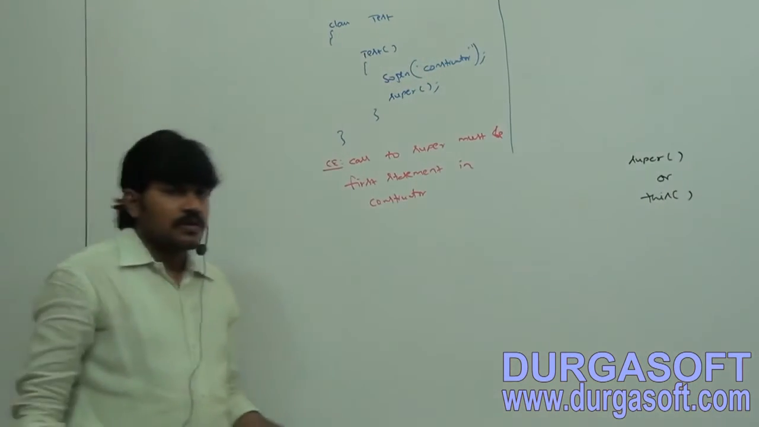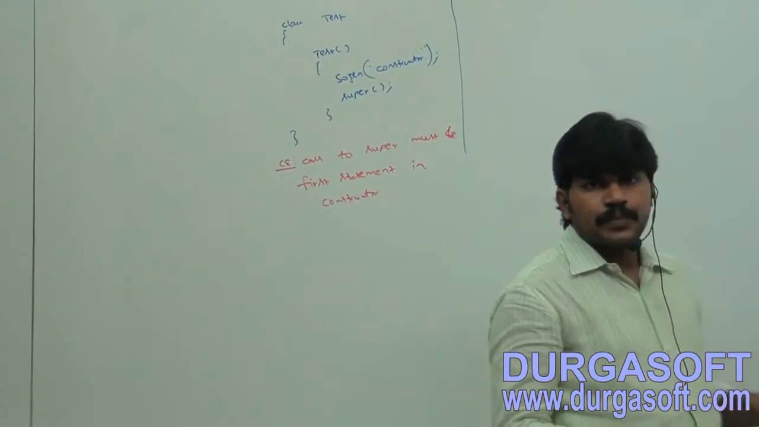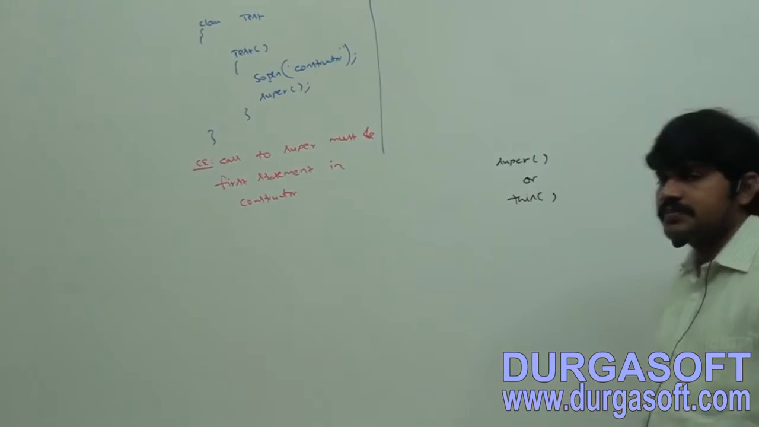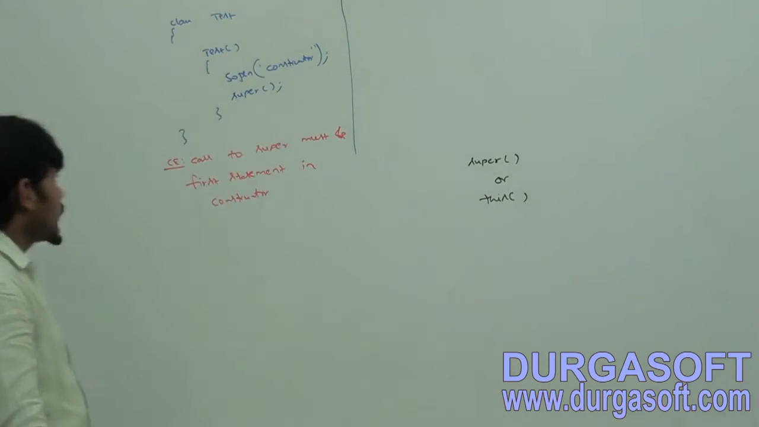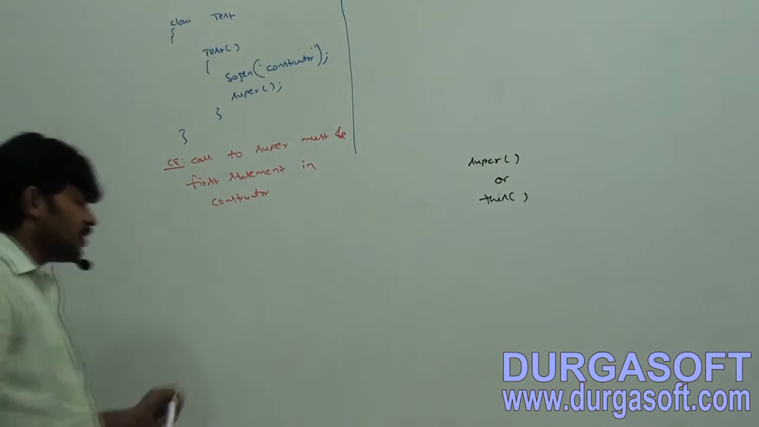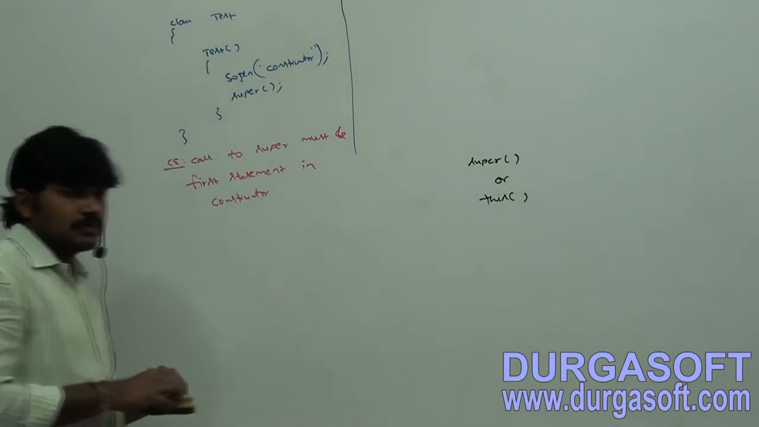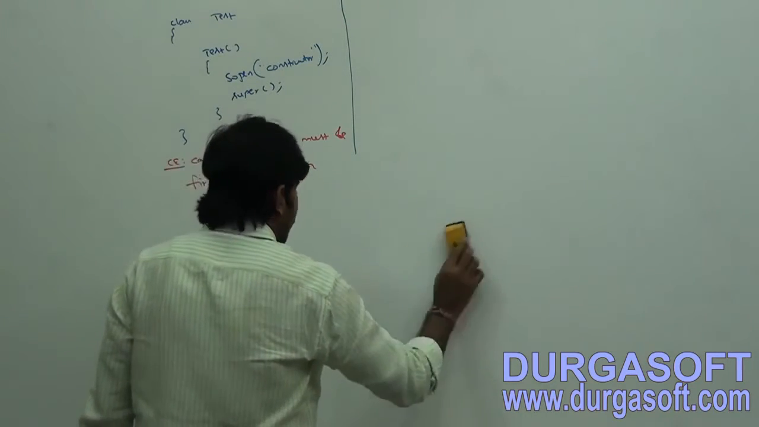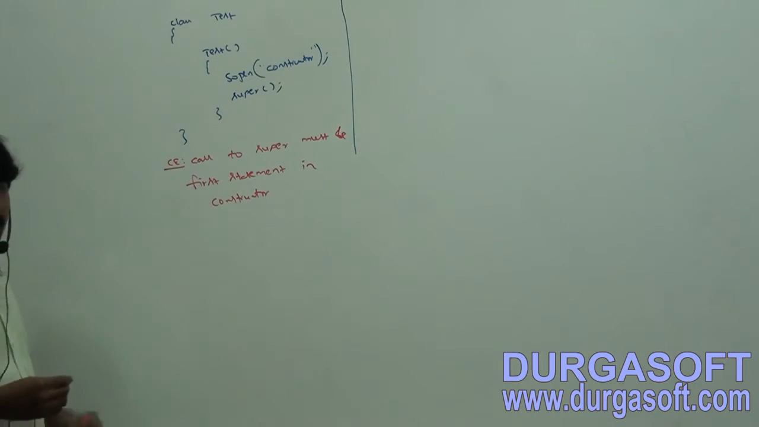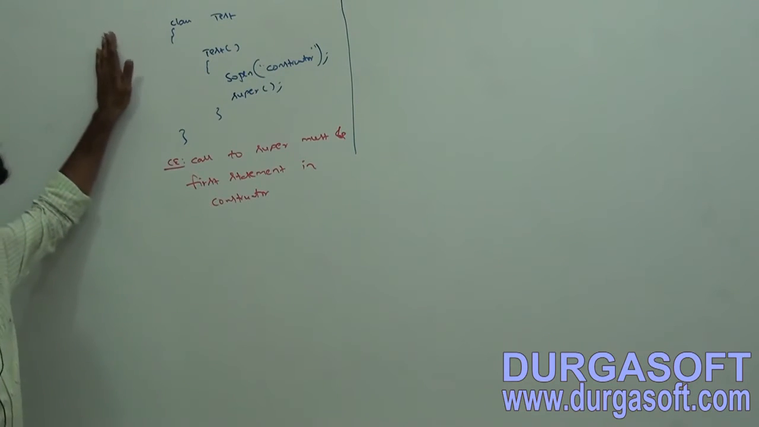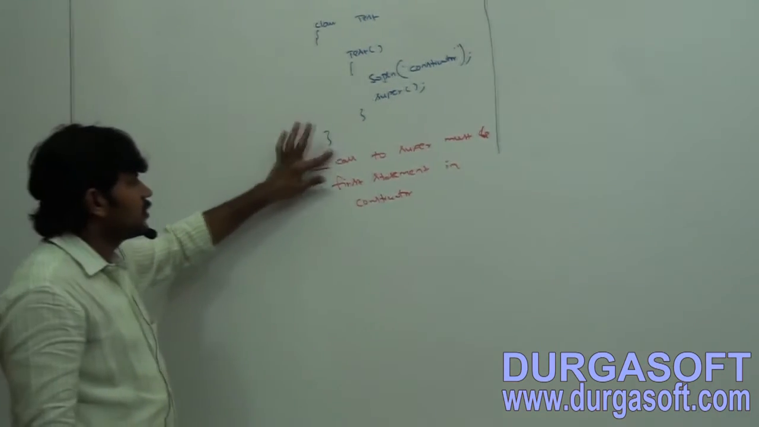Example, class Test. I'm taking a Test constructor with SOP inside the constructor, and then super. Call to super must be first statement in constructor. Are you getting the point, right? Call to super must be first statement in constructor.